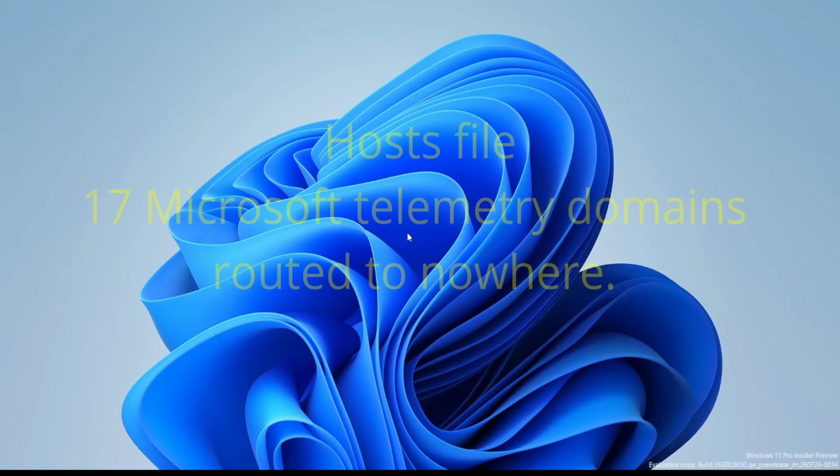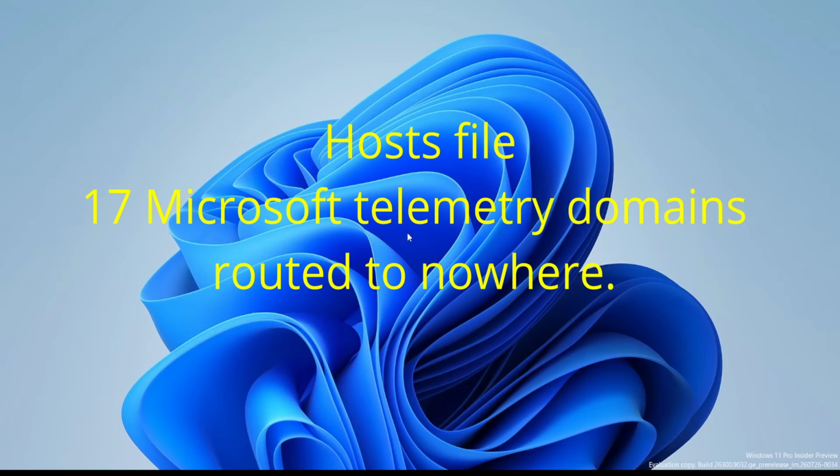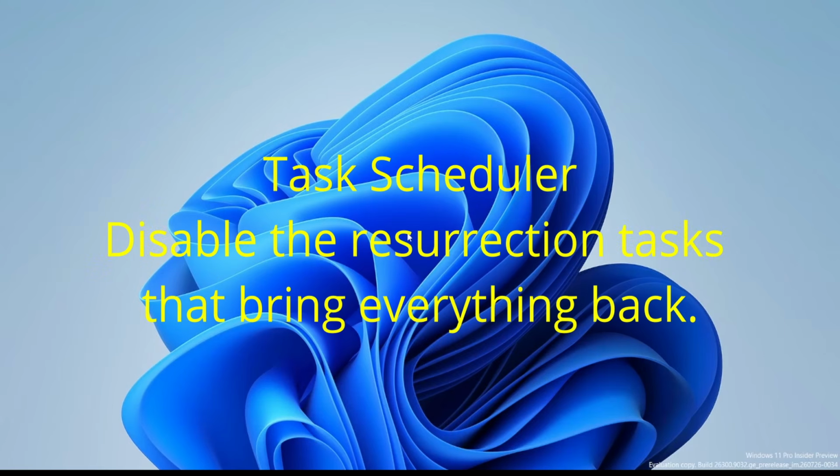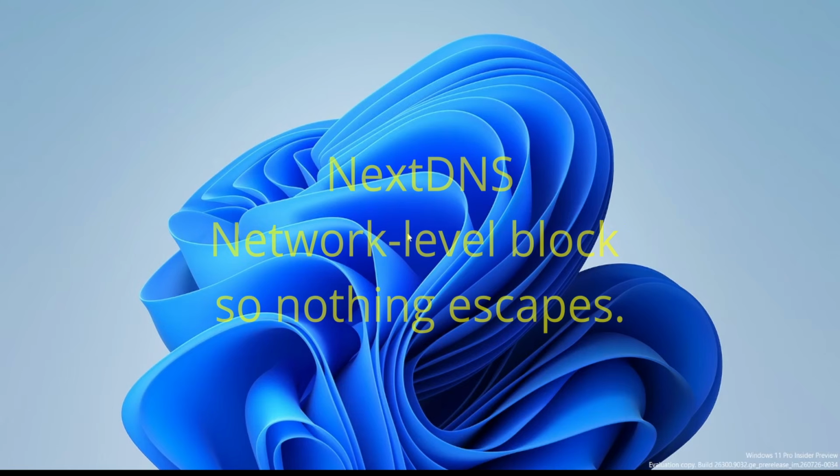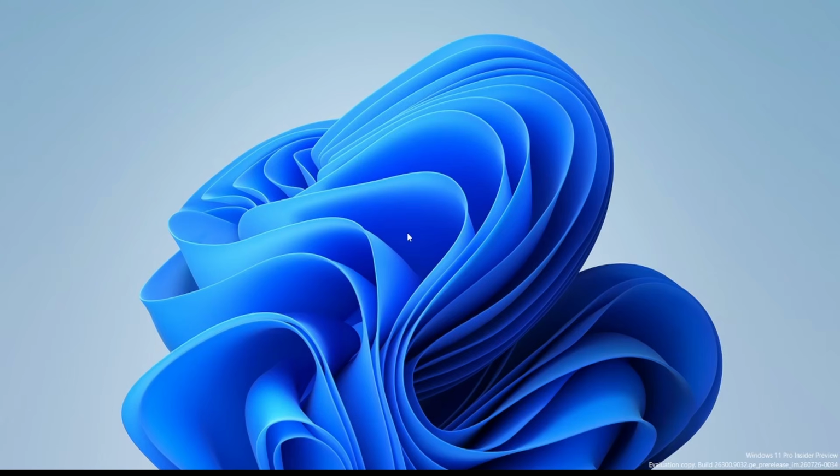Layer 4. Hosts file. 17 Microsoft telemetry domains routed to nowhere. Layer 5. Task Scheduler. Disable the resurrection tasks that bring everything back. Layer 6. NextDNS. Network level block so nothing escapes. These layers stack. Miss one and the others still catch the traffic. That's the point. Microsoft has updated Windows to re-enable telemetry components before, so after any major Windows update, come back to this video. Run through layers 2 through 5 again. Takes 10 minutes. Saves you permanent tracking.